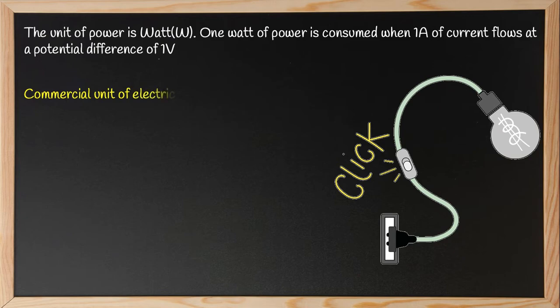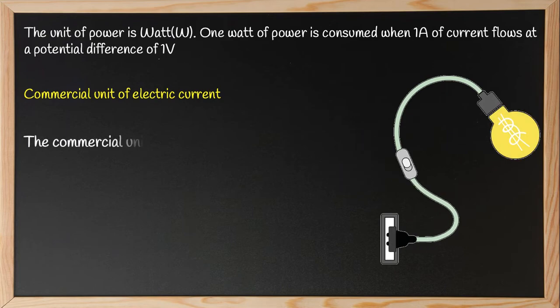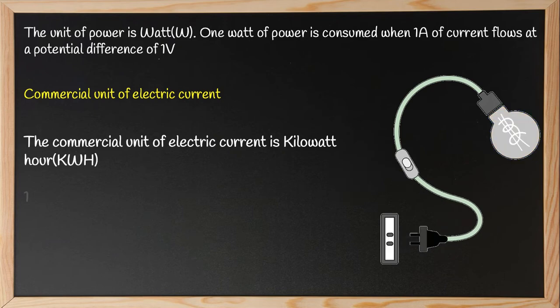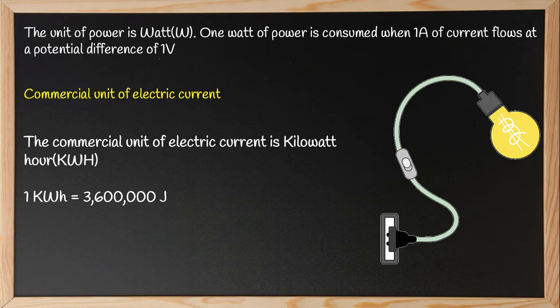Commercial unit of electric energy. If you want to measure electric energy commercially, then you will use another unit. The commercial unit is kilowatt hour, kWh. K is kilo, W is watt and H is hour, kilowatt hour. So 1 kilowatt hour is equal to 3600000 joules. Now, how do we get this value?